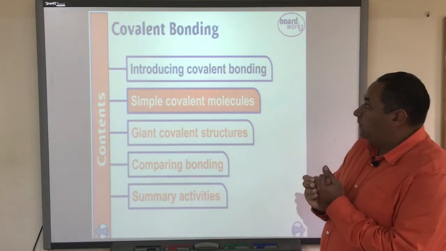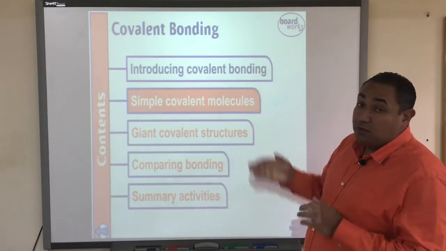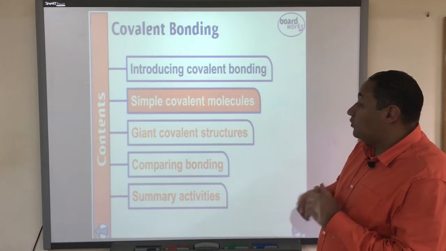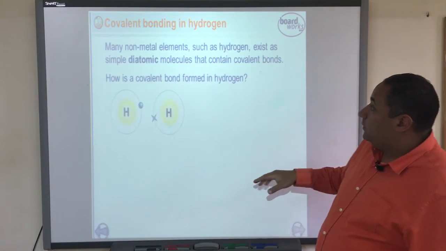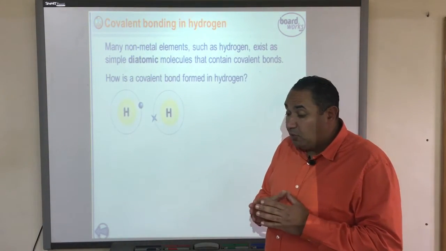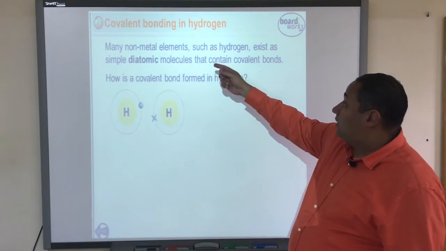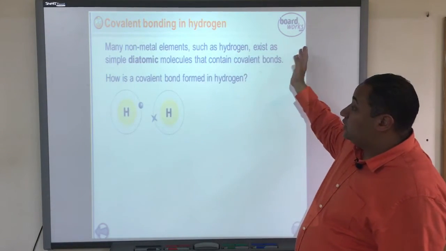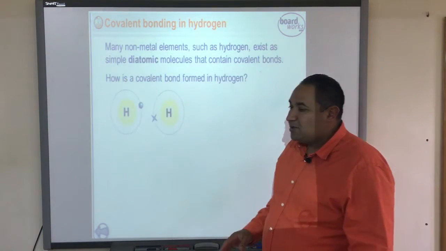Hello everybody. Okay, let's continue here the covalent bonding, and today we will discuss the simple covalent molecules. Okay, so we said before that covalent bonding happens only between nonmetals, though many nonmetal elements such as hydrogen exist in simple diatomic molecules, and this is what I explained last time.